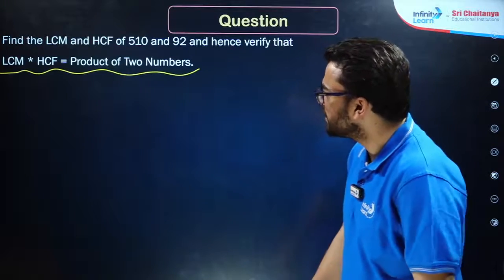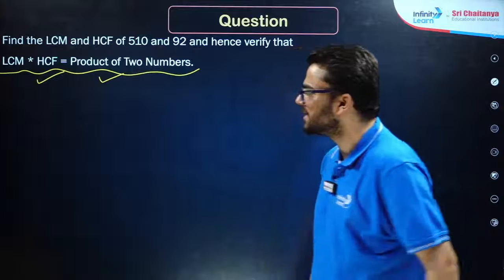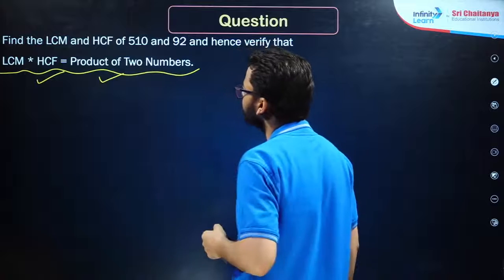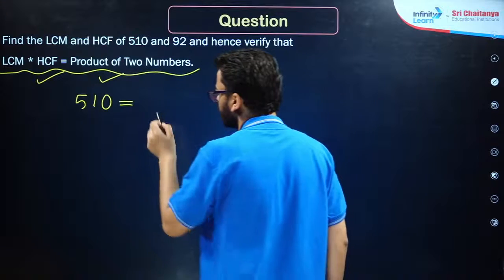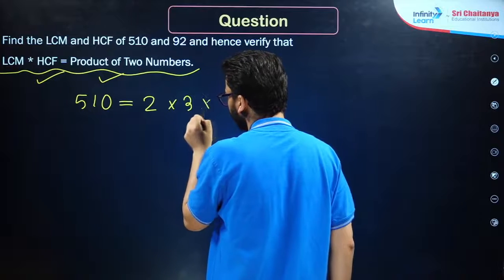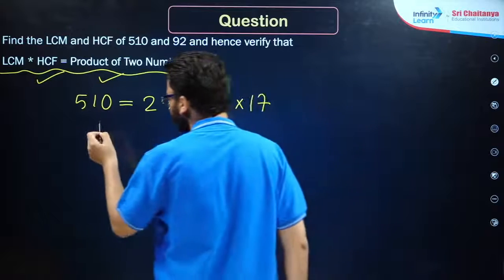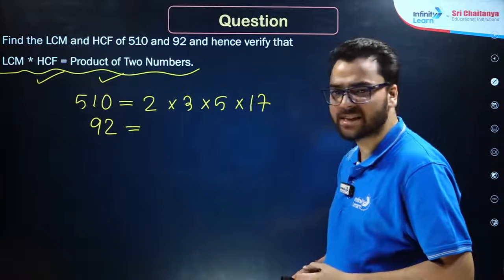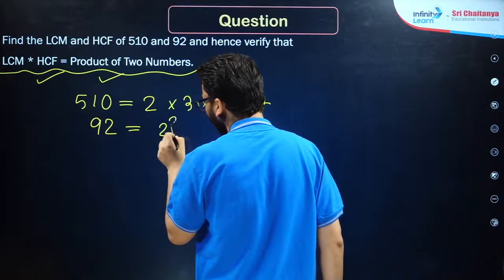Okay. Now see, for any two numbers, the product of their HCF and LCM will be equal to the product of the numbers itself. So that you can verify. For example, let us find the HCF and LCM of these numbers. What is the prime factorization of 510? 2 into 3 into 5 into 7. This is the prime factorization. Now what is the prime factorization of 92? 92 is 46 into 2, right? So it is 2 square into 23.